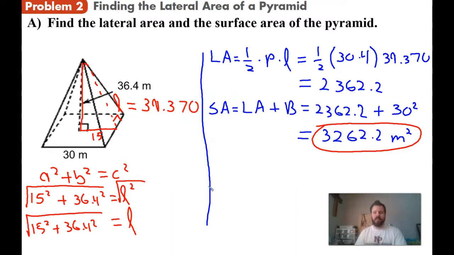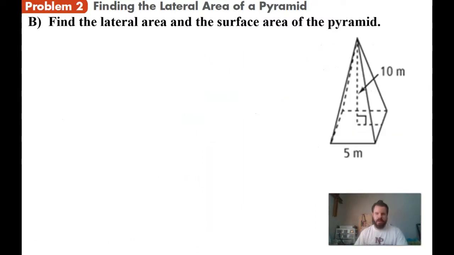Okay, so there's an example of a difficult pyramid problem. That's really as hard as we can make it, just making you solve for that slant height right off the bat. Tell you what, part B is the same idea. I want you to take a minute, pause the video, work through that question, then hit play to check your answer out.